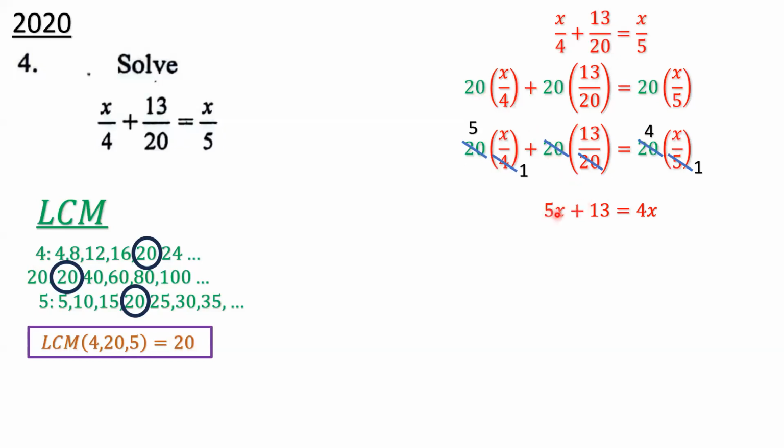And so now we have a regular linear equation, and we're going to send the 13 over, and then we're going to send the 4x over. The 13 was positive, so it becomes a negative, and the 4x was positive, so it becomes a negative, and we send it over. Now we are left with 5x minus 4x, and that's going to be equal to simply x, and so the answer is x equals 13.